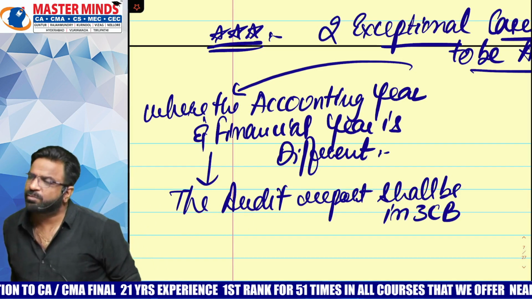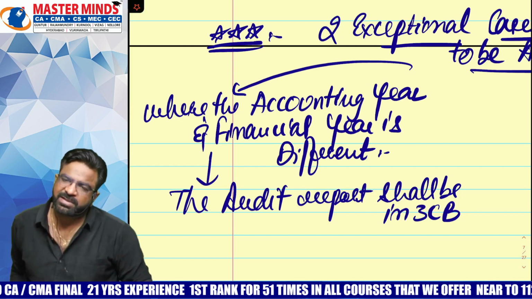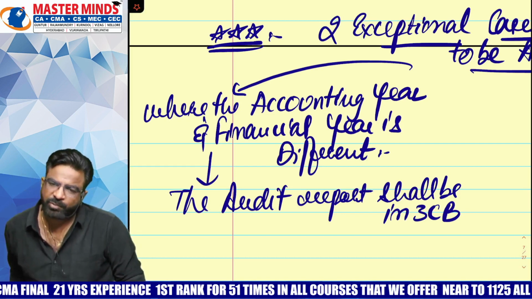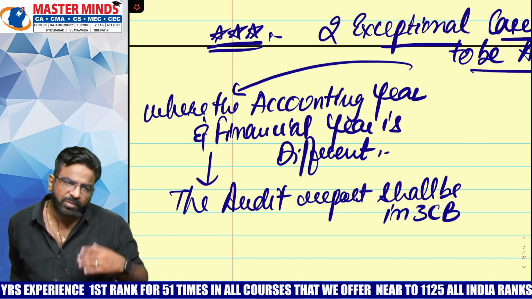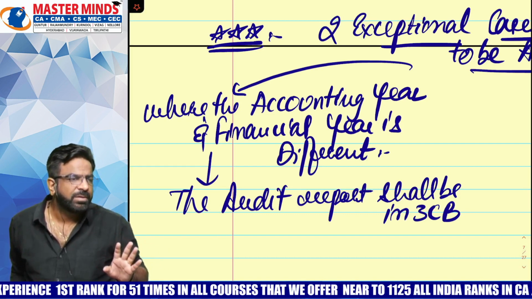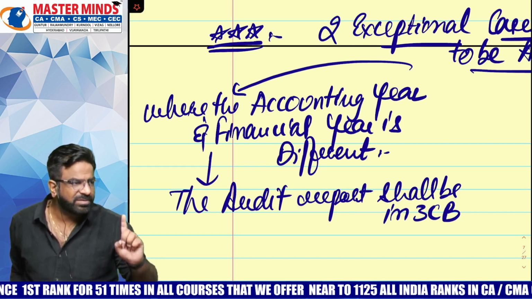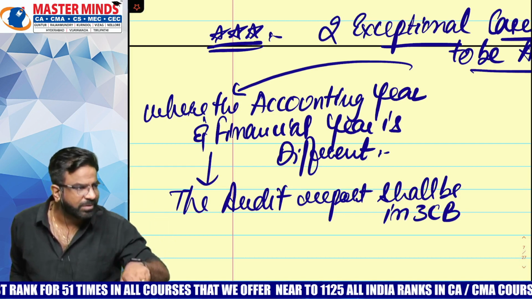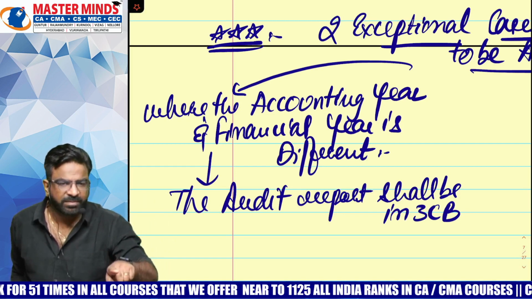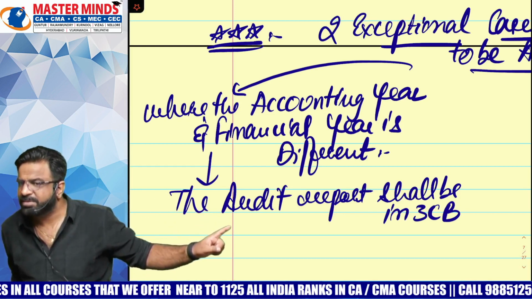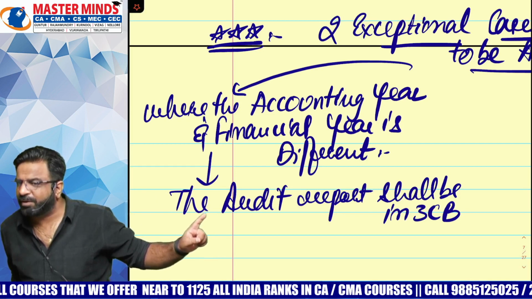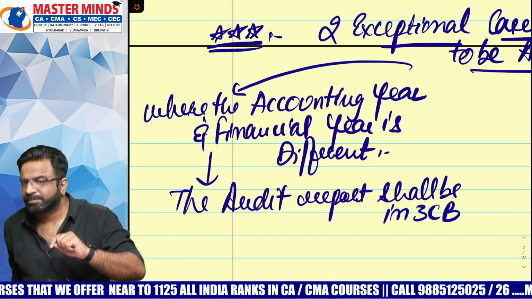So in that case, what will you do? 11 months ka statutory audit you do up to 30th September. You only express an opinion on what? Tax audit. And instead of giving the 3CA now, you have to attach what? 3CB. Logic samajh mein aaya? Did you get the point? This problem will arise if their accounting year and financial year are the same or different? Different. This is what I was telling you.